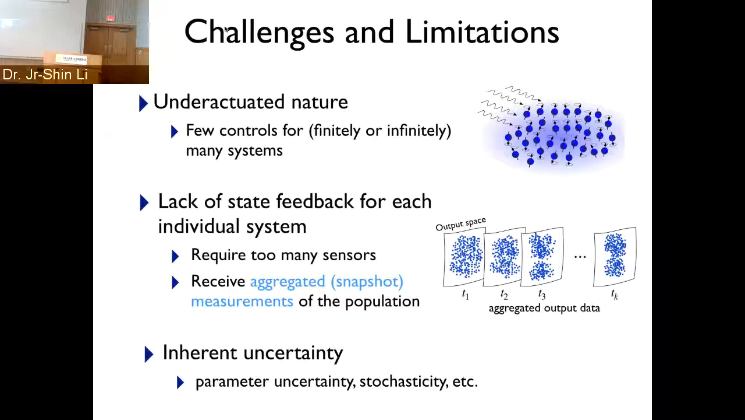For each individual system, imagine that if we had thousands of systems and wanted to measure each one, then we would have to put in thousands of sensors. This is impractical, because it requires too many sensors. So in practice, we can only collect such aggregated measurements, snapshots. So can we use this to estimate the system dynamics or to design a robust control strategy?